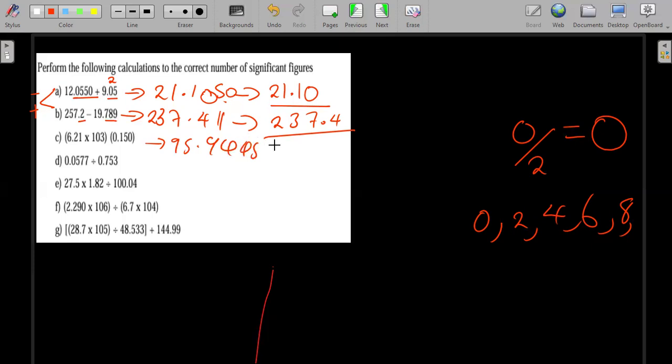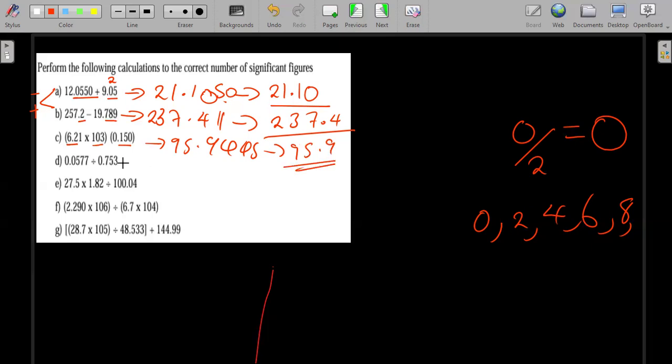Now here we are multiplying, so we follow the one with the least number of significant figures, isn't it? That's what we said: when you are dividing or multiplying, follow the one with the least significant figures. In this case, we have three significant figures here, three here, and three here, meaning our final answer should have three significant figures. So we have 1, 2, 3, and we can end where 9 is. So we have 95.9. That's our final answer.